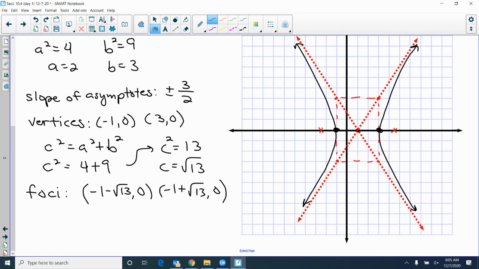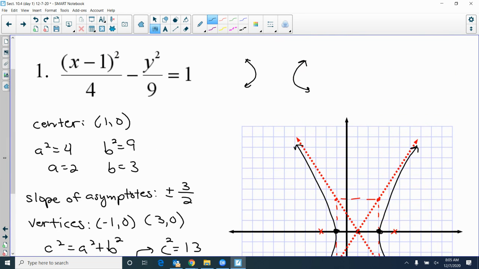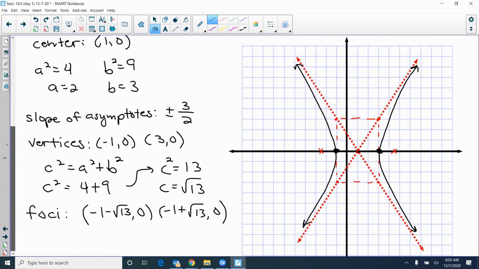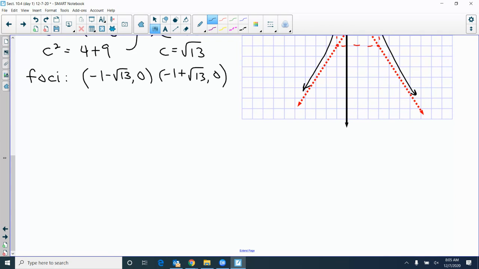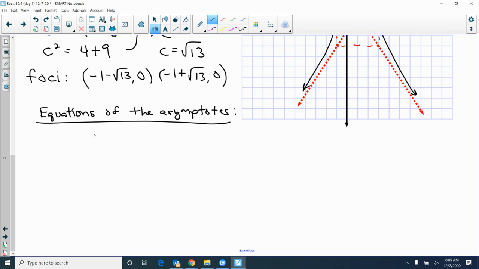All right, now the only thing I'm going to ask for, I didn't directly ask for it here, but I need to. What are the equations of the asymptotes? You can put it in what's called point slope form, which is y minus y1 equals m times x minus x1. Well, I know the slope. Since I know the slope for one of them is 3/2, for the other one is -3/2. And I need to know a point they go through.